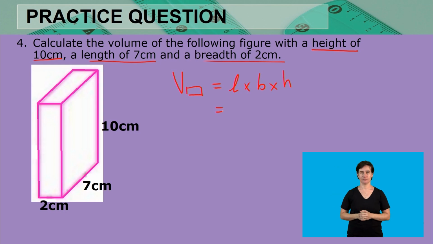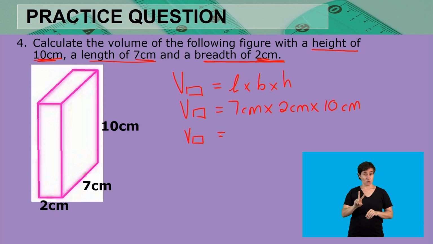So the length in this case we have been given as 7 centimeters. We're going to multiply this by the breadth, which is 2 centimeters. And lastly, we are going to multiply this by the height, which was given as 10 centimeters. So 7 centimeters multiplied by 2 centimeters multiplied by 10 centimeters is going to give us an answer of 140 centimeters cubed. And that, of course, is the volume of that rectangular prism.